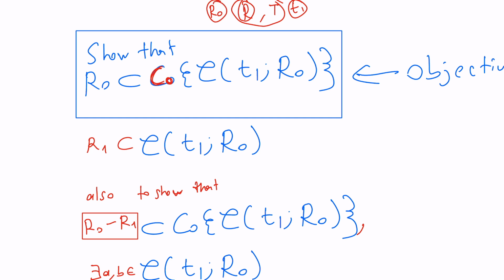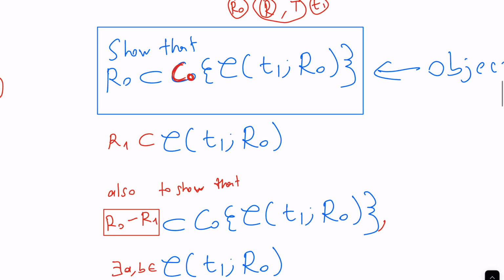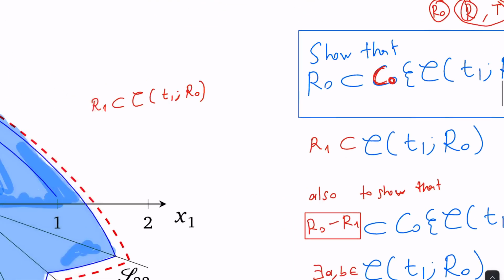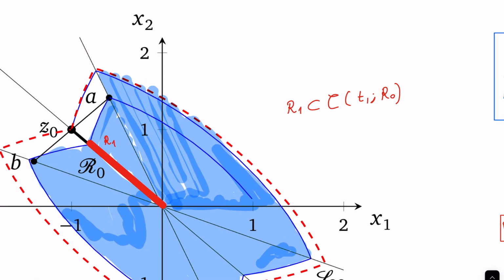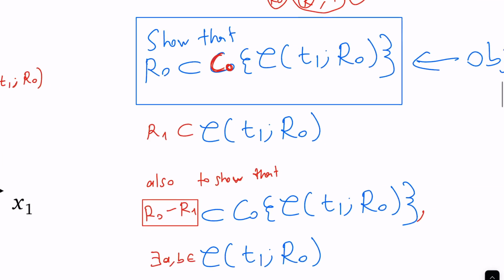Let's try if we can prove that being the case. And this is the objective. First of all, we stated that already: R1 is in this confinement set, which is given by this blue region. All right, we understood that.